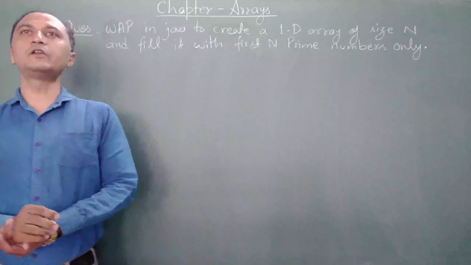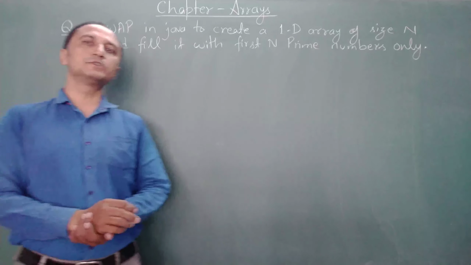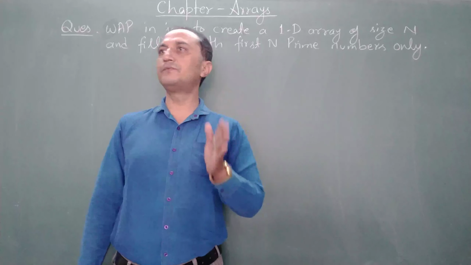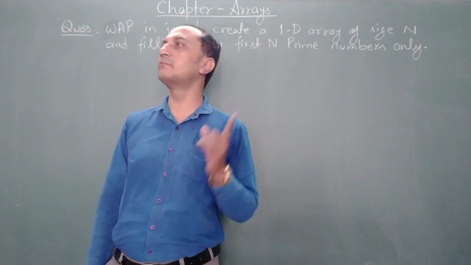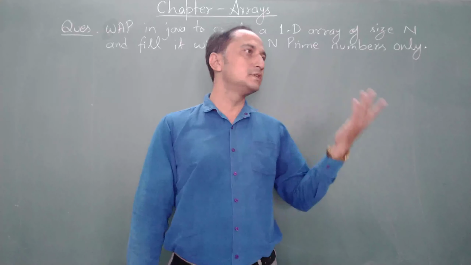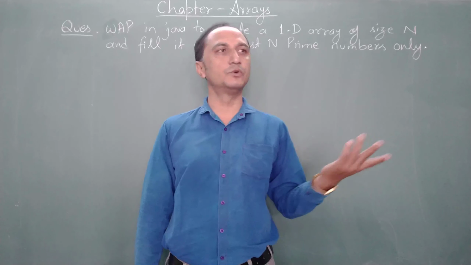So in this we will fill only prime numbers. For example, suppose the value of n is 7. So we will fill the first 7 prime numbers. The first prime number will be 2, then 3, then 5, 7, 11, 13 and so on.